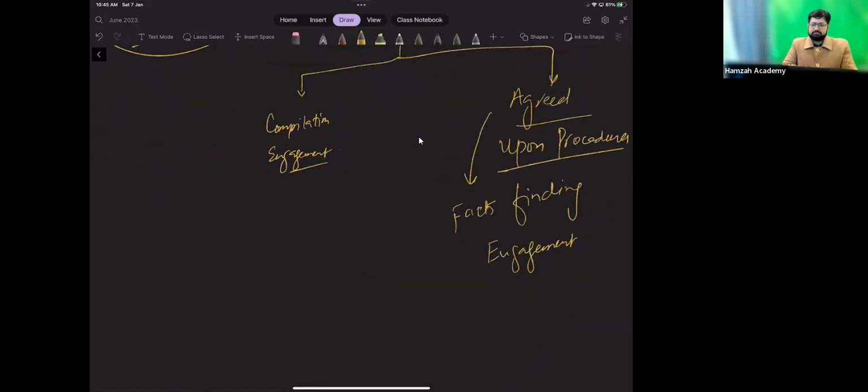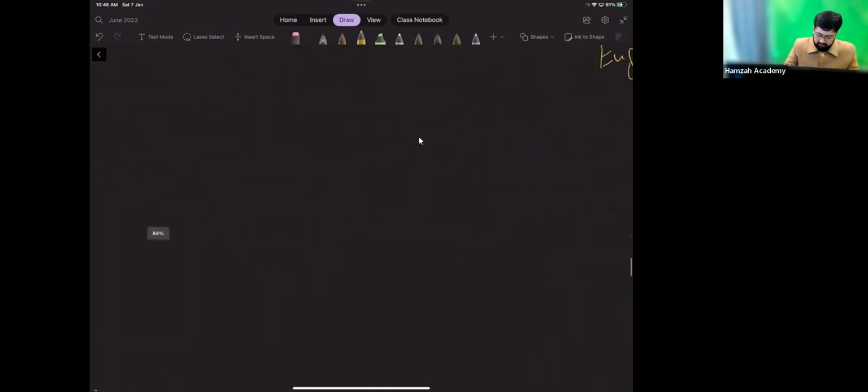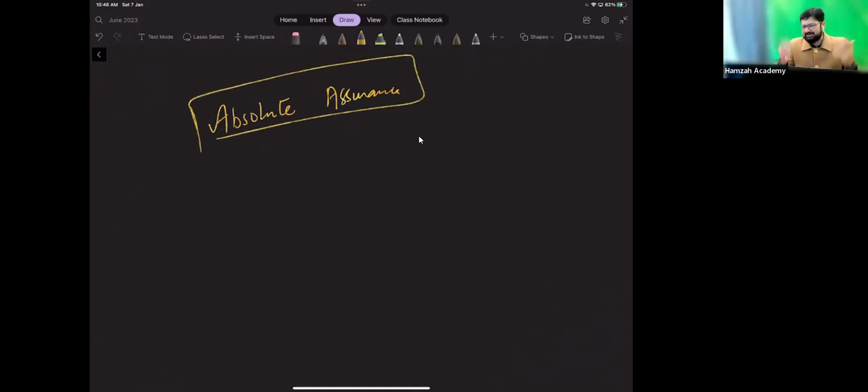Now, I hope it is clear. Students, there is a concept of absolute assurance, which I have not talked about deliberately so far. I have discussed 2 types of assurance engagement with you, reasonable assurance and limited assurance. So absolute assurance, what is it? It is a guarantee. 100% assurance.